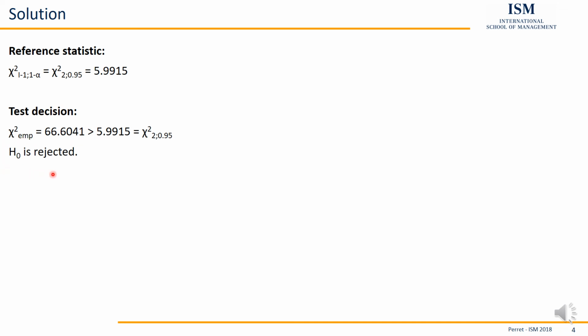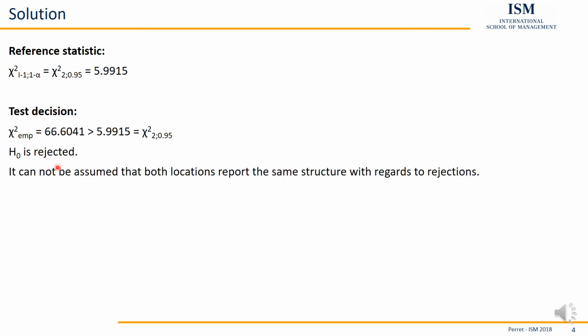The H0 hypothesis in the context of the homogeneity test means that both samples share a common distribution. So here it's rejected. This means both samples do not share a common distribution. Both locations follow a significantly different distribution. That's basically what's said here. It cannot be assumed that both locations report the same structure with regards to rejection.